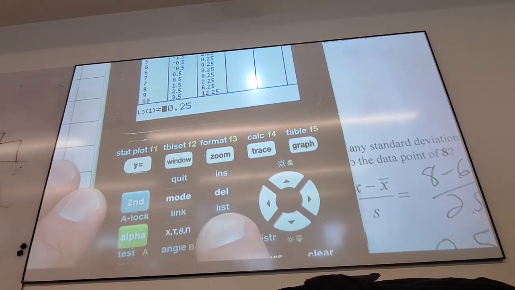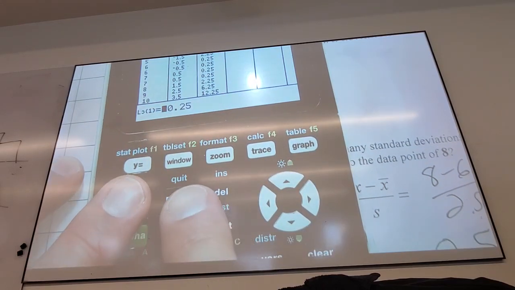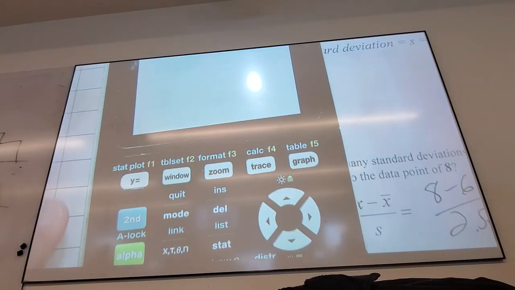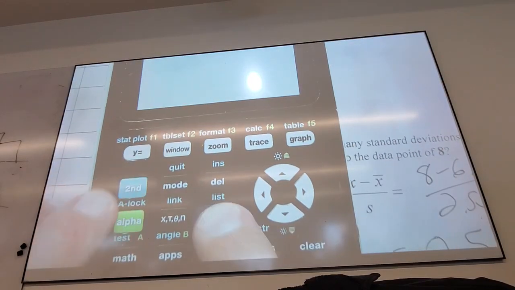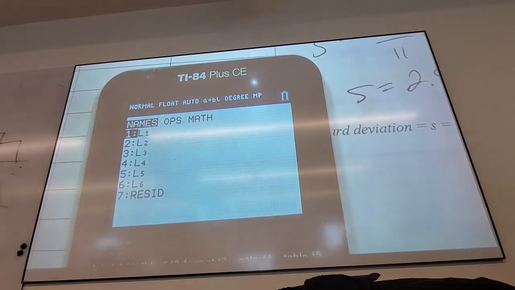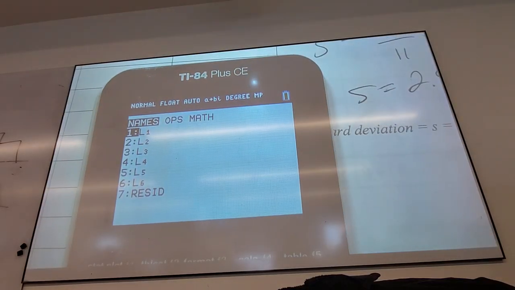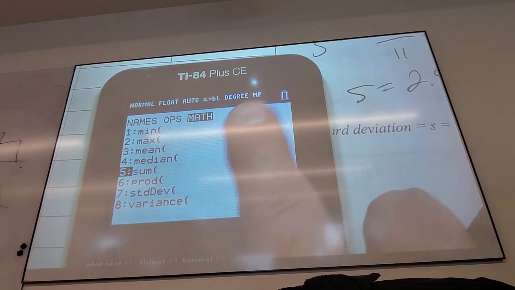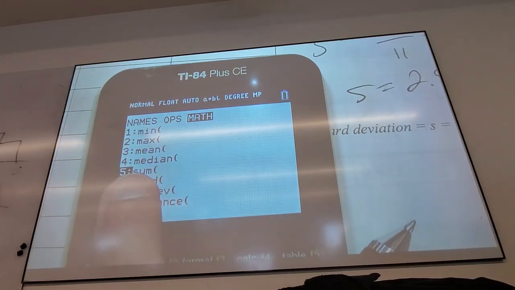Do you see above stat where it says list? Okay, so let's get out of here. Second mode to quit. Get out of your list. Second stat to get to the lists. I want to do math to a list, correct? What did we just say we wanted to do to the list? Math. Sum. We want to specifically do the sum.